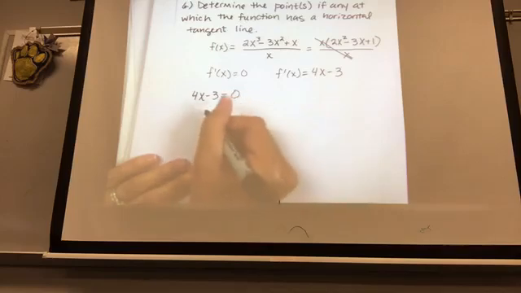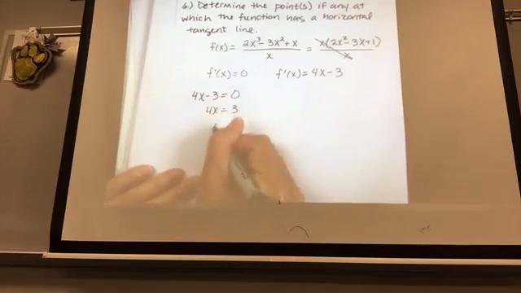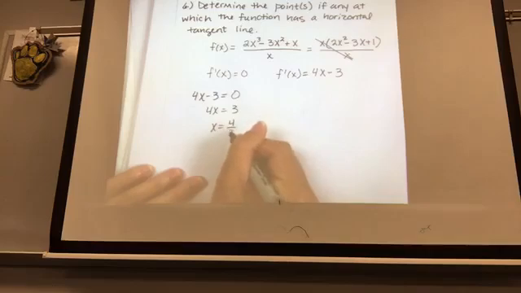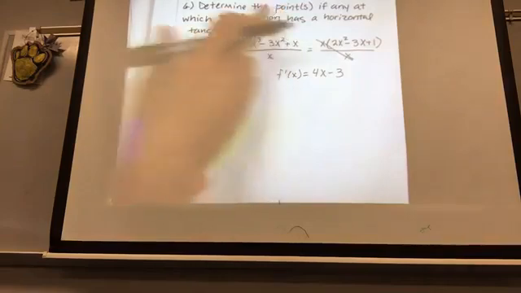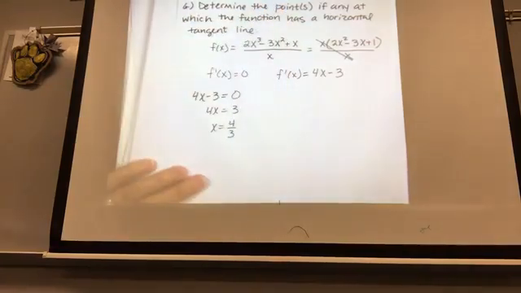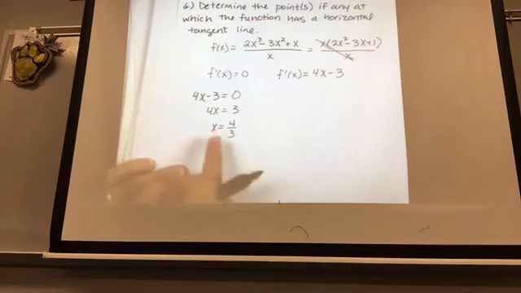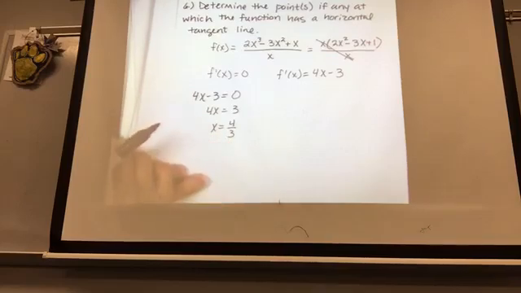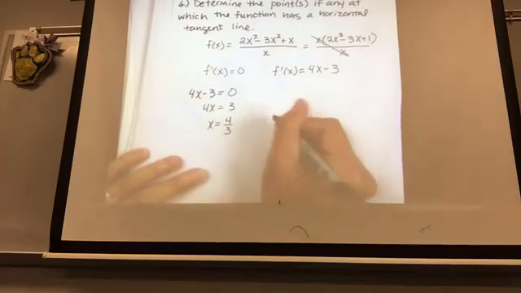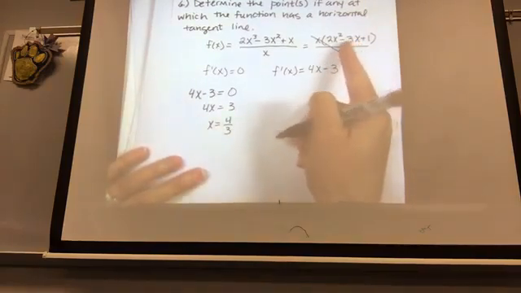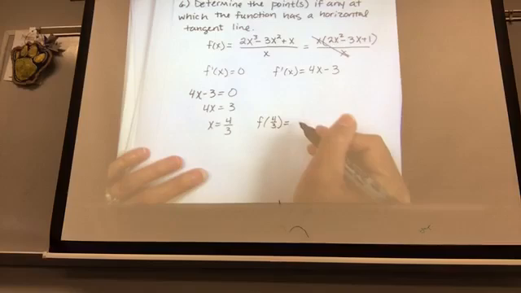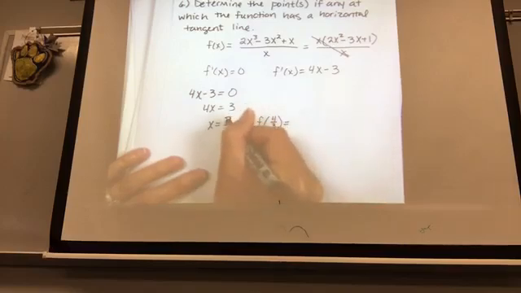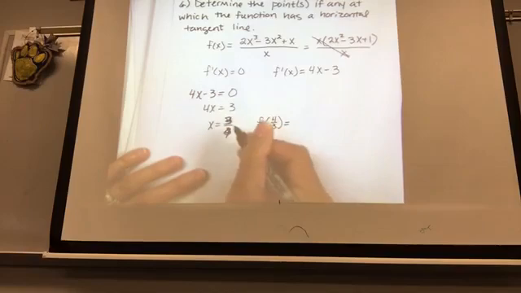So add 3 over and divide by 4. And notice the question says determine the points, so my answer has to be given as a point. This is the x value, so how am I going to find the y value? Plug it into f of x. Yeah, plug it in. And we can plug it into the simplified equation. So now what is f of 4/3? Wait, wouldn't it be 3/4? Oh, yes, I'm sorry, making little mistakes too. 3/4, divide both sides by 4.